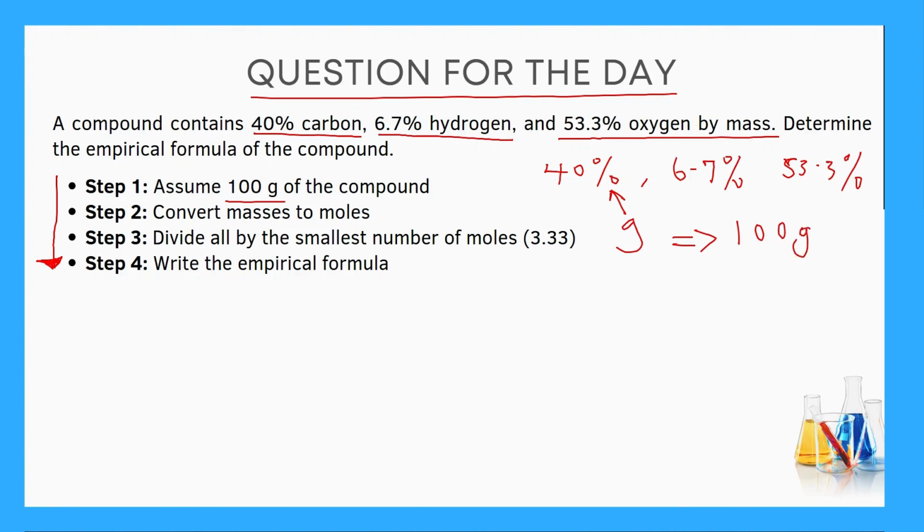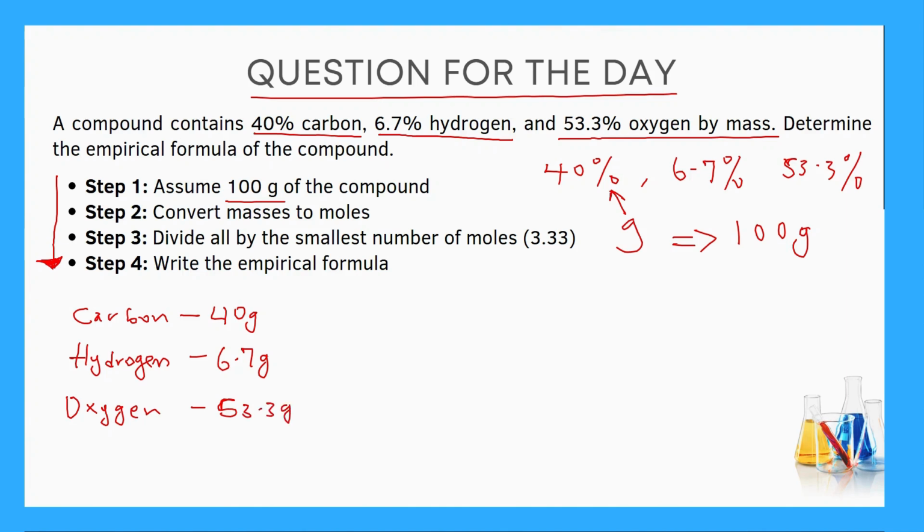So step number one, let's do that very quickly. We have carbon. Carbon will now be 40 grams since it was 40% initially. And then we have hydrogen. Hydrogen will now be 6.7 grams. And then we have oxygen. Oxygen will now be 53.3 grams.